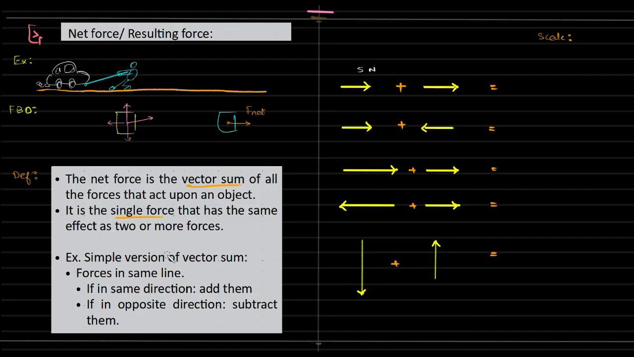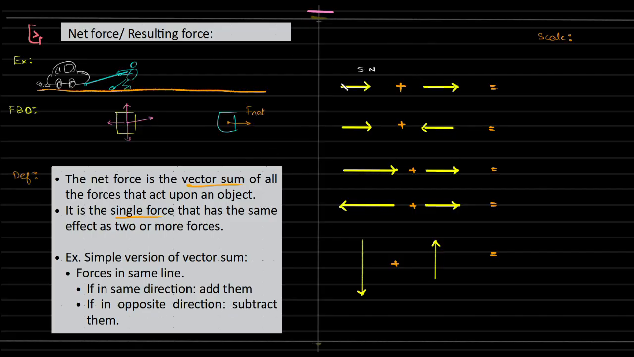The simplest version of vector sum is this, right? You will not have complicated versions. You will have just the simple version: forces in a single line. If they are in the same line, the rule is that we need to add them. Same line and same direction, add them. Same line in opposite direction, subtract them. That's all. Very simple rule.